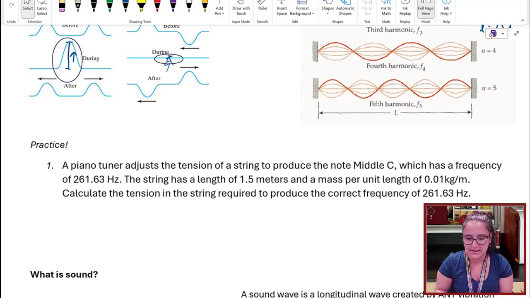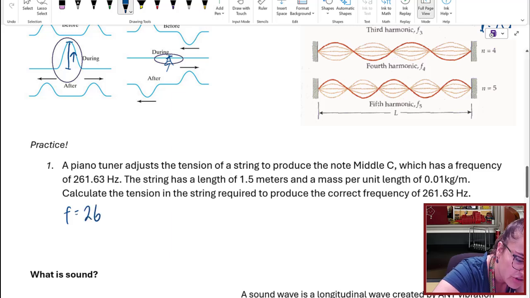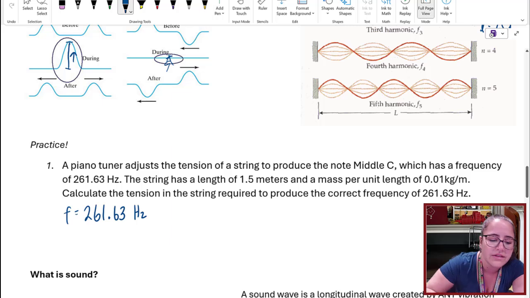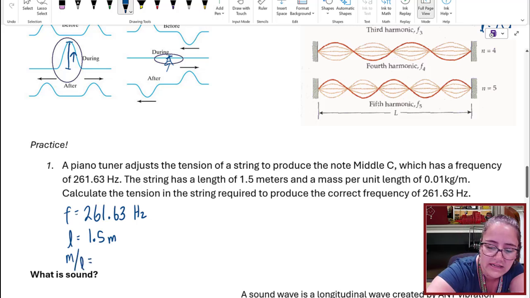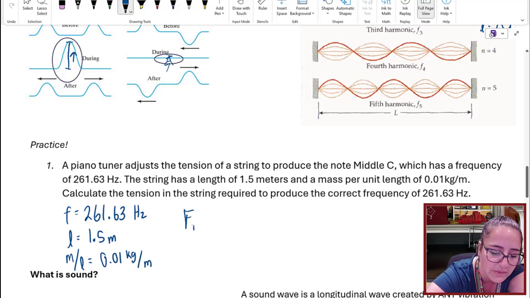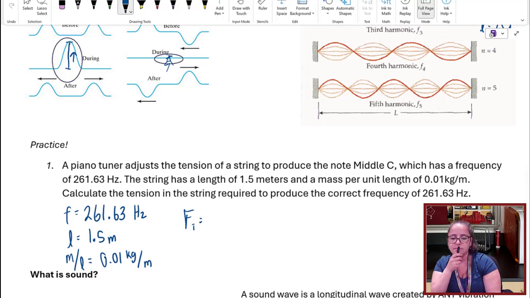So he's adjusting that tension to produce the note middle C, which has a frequency of 261.63 hertz. The string has a length of 1.5 meters and a mass per unit length, okay, that's where they're giving us m over L, of 0.01 kilograms per meter. And we want to know the correct force of tension in the string to produce that frequency, okay?